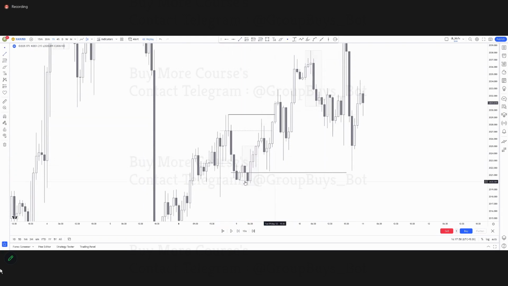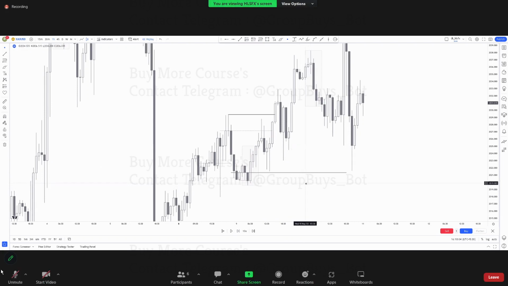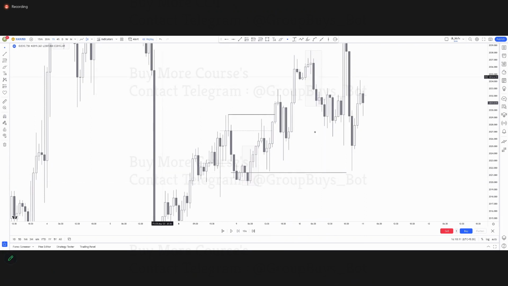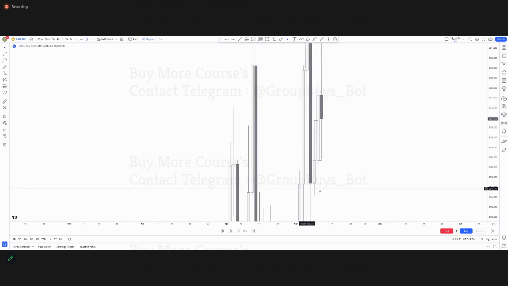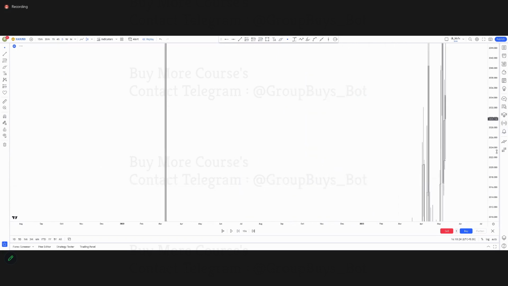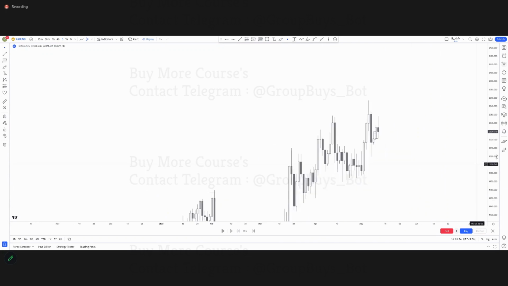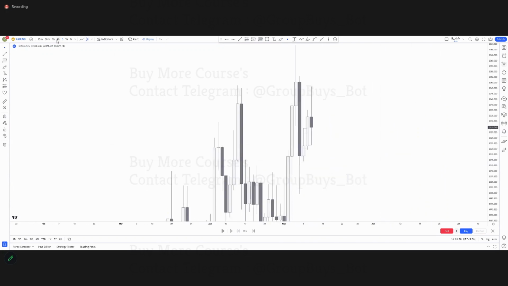Now I will be refining this. How do I refine it? I will refine it using decision points. So here, this is what I was expecting the price to tap. Let me go to the higher time frame to look for the refinement. So here we don't have any refinements.